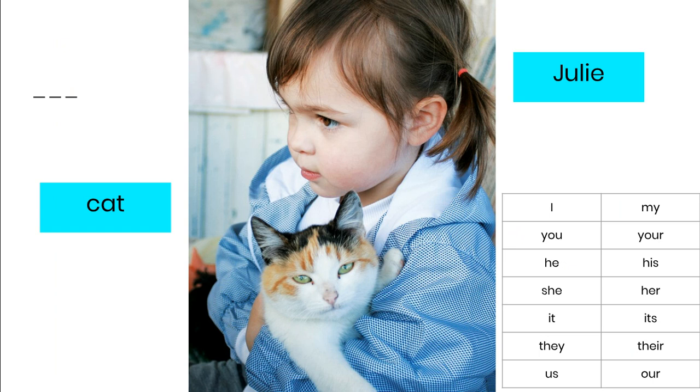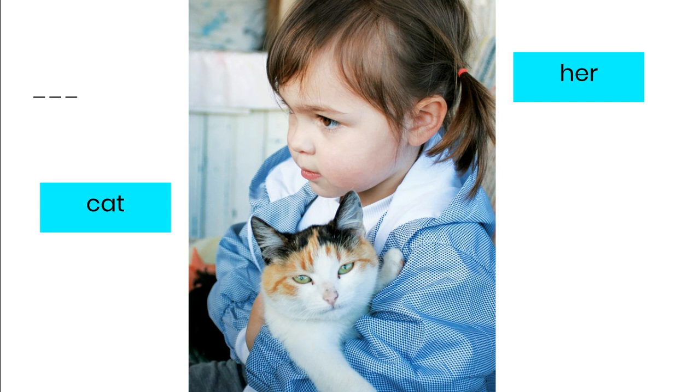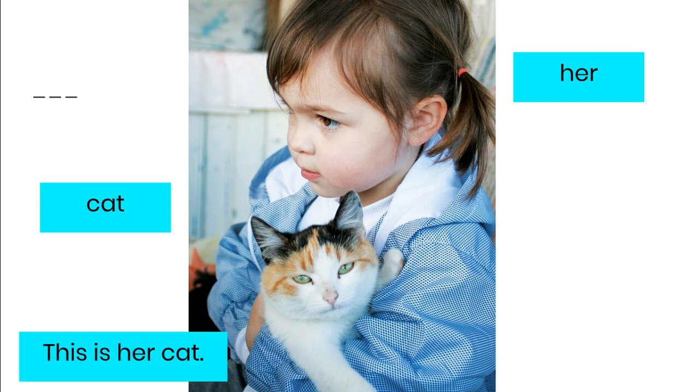Again, we have a picture of Julie, and she's holding her cat. So on our chart, again, we know we're going to use the possessive pronoun her. Go ahead and pause your video and write down your sentence. And that's right, the sentence should be, this is her cat.